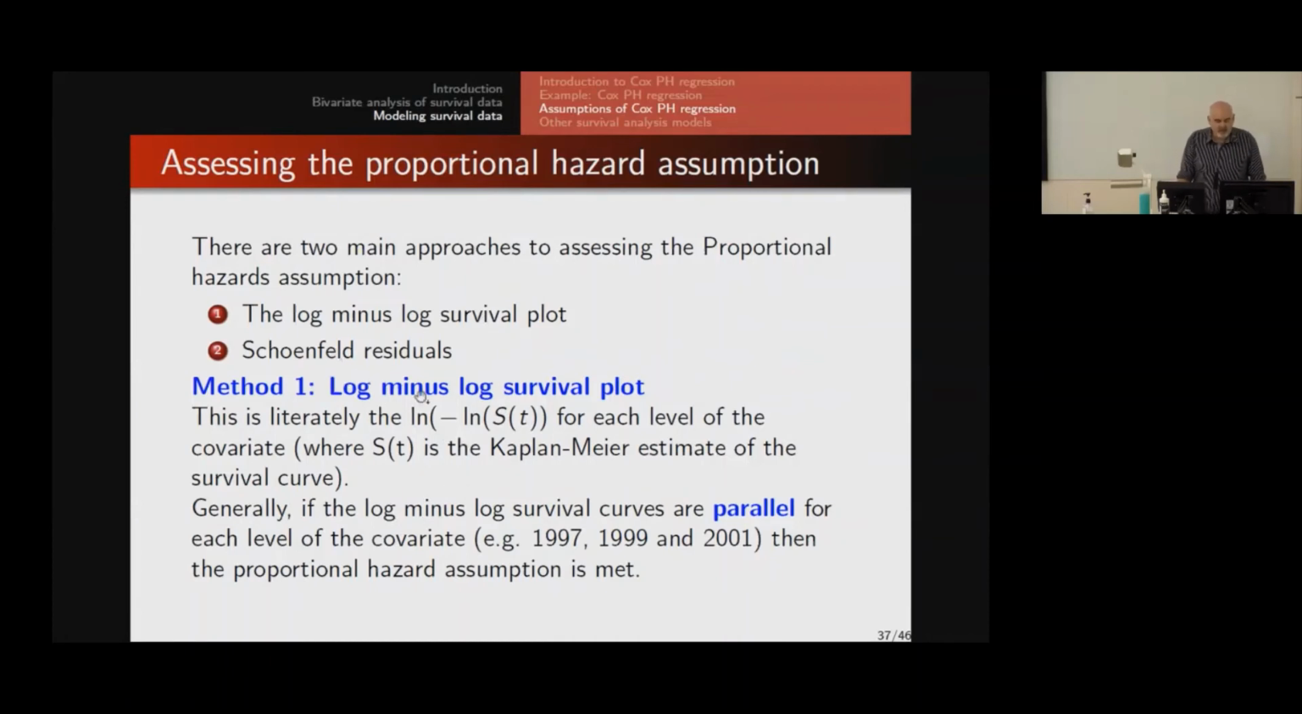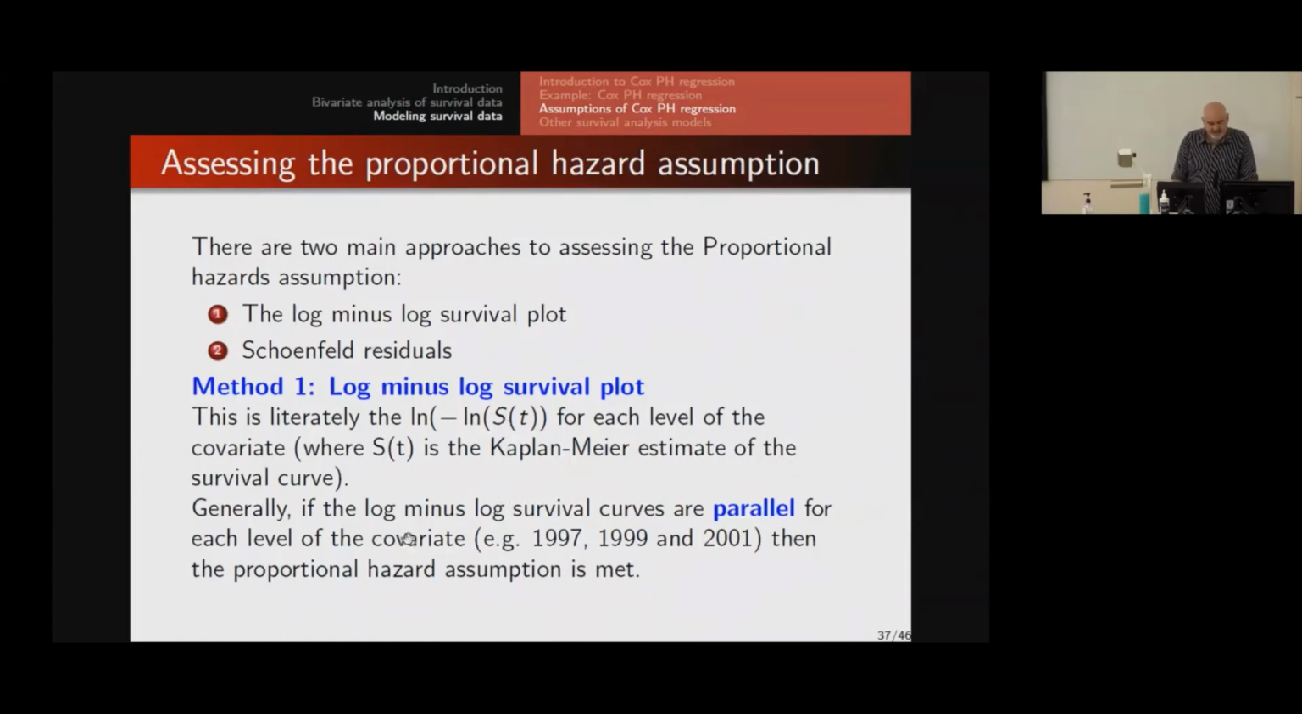Okay, why is it called the log minus log survival plot? Because it is literally the log of the negative log of the survival function. Okay, so why does it do this horrible transform on the survival function? Simple, to make them straight lines. Because if we can make the survival function straight lines, we can plot them and then see if they're parallel. So this is just a weird and wonderful transform to make the survival function a straight line, and then we can compare them.